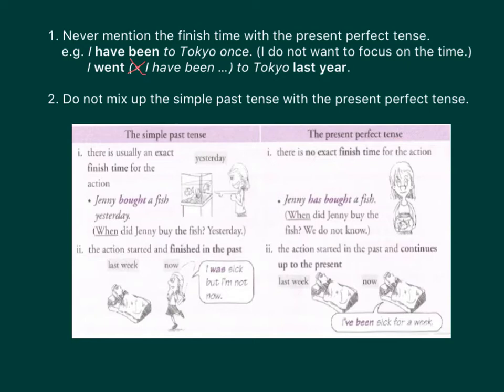For the present perfect tense, 1. There's no exact finish time for the action. For example, Jenny has bought a fish. When did Jenny buy the fish? We do not know.